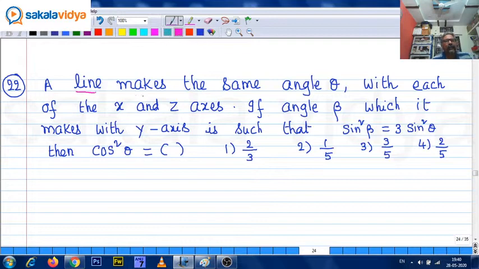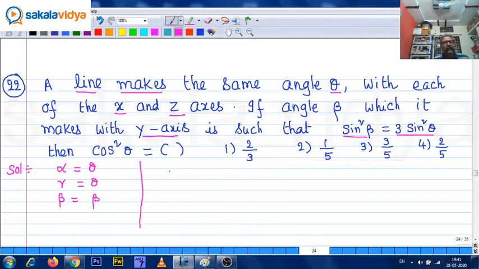A line makes the same angle theta with each x-axis and z-axis. The angle made by the line with the x-axis and z-axis is theta only, but the angle made with the y-axis is beta. The relation given is sine square beta equals 3 sine square theta, and we need to find cos square theta. If you read the question, alpha is equal to theta, and for the z-axis gamma is also theta. Beta is equal to beta.